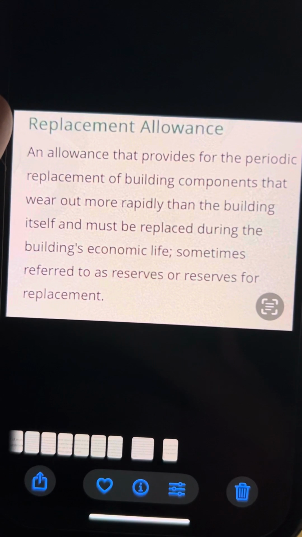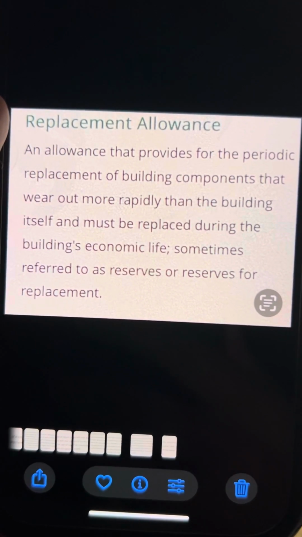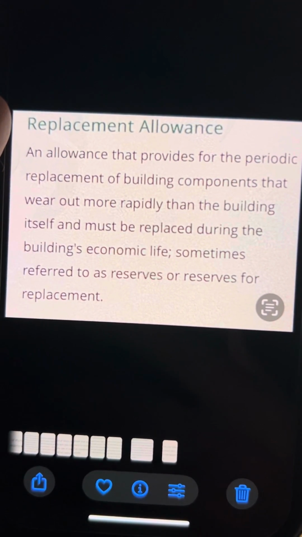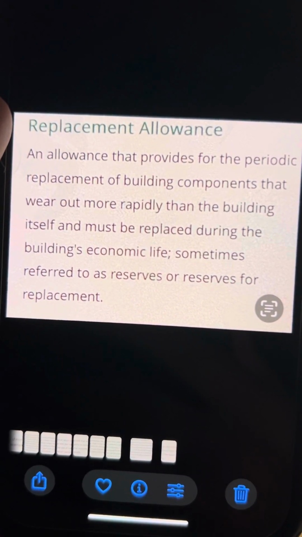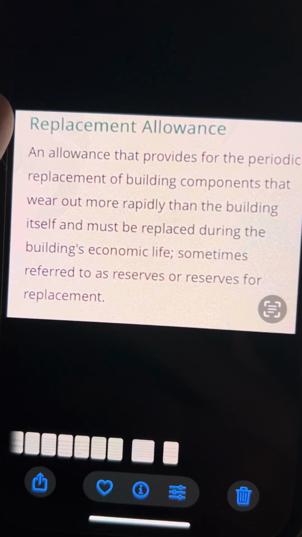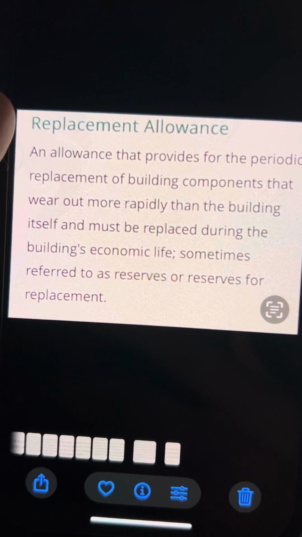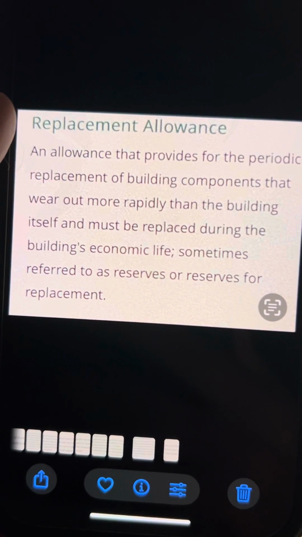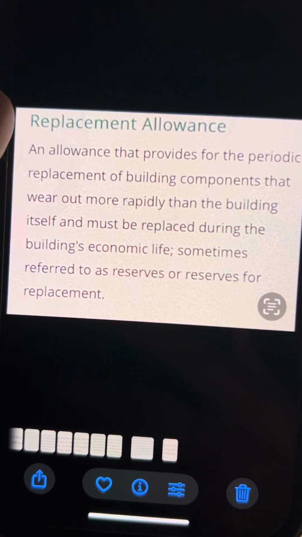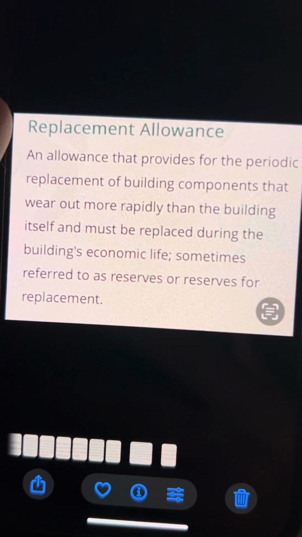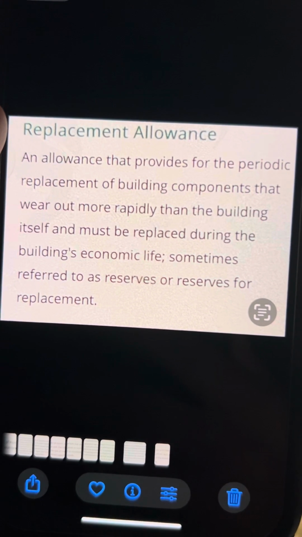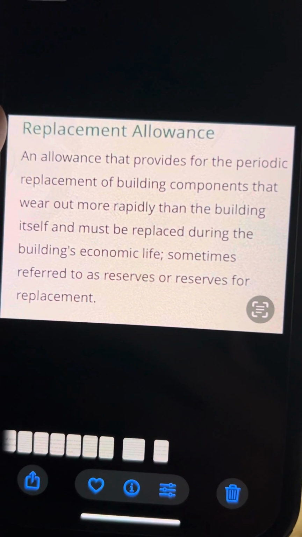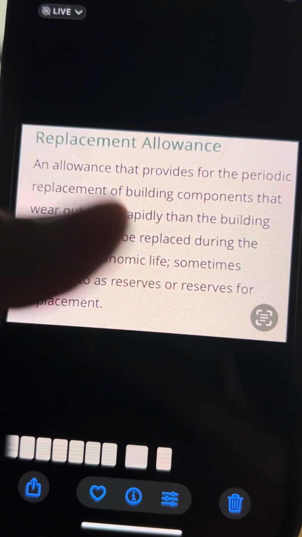Number 15, an allowance that provides for the periodic replacement of building components that wear out more rapidly than the building itself and must be replaced during the building's economic life, sometimes referred to as reserves or reserves for replacement. The answer is replacement allowance.